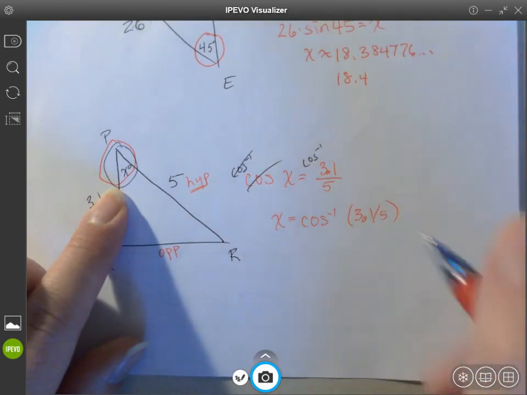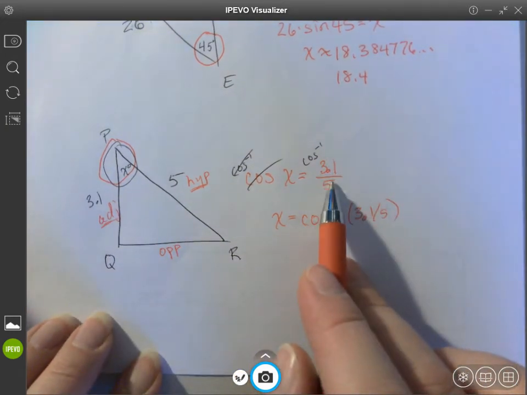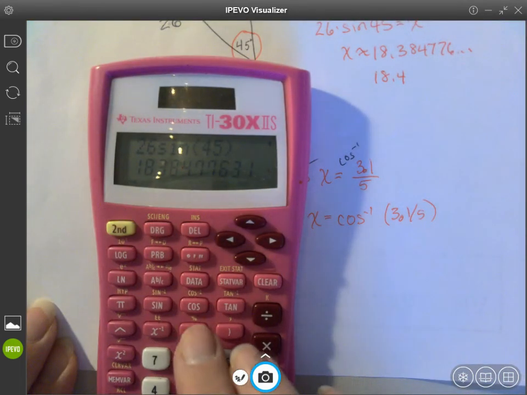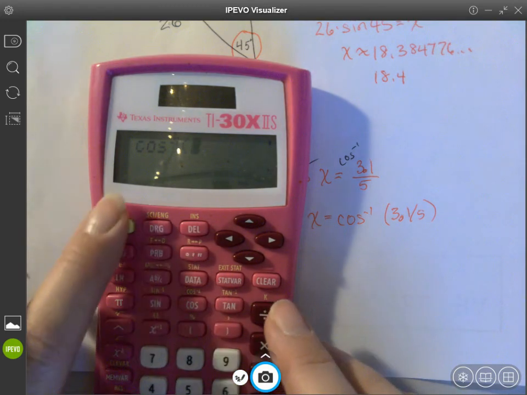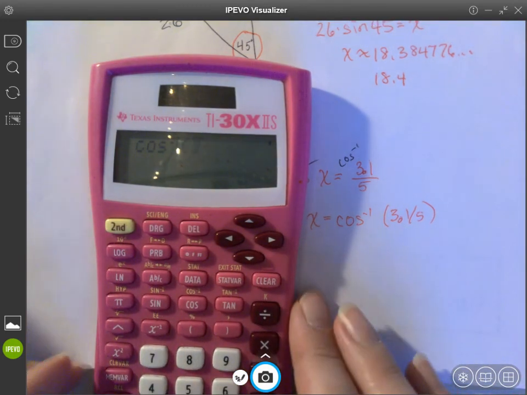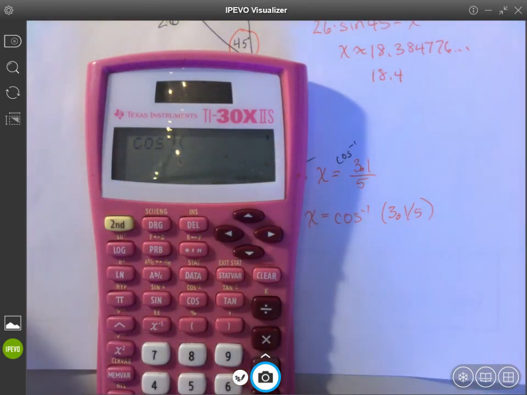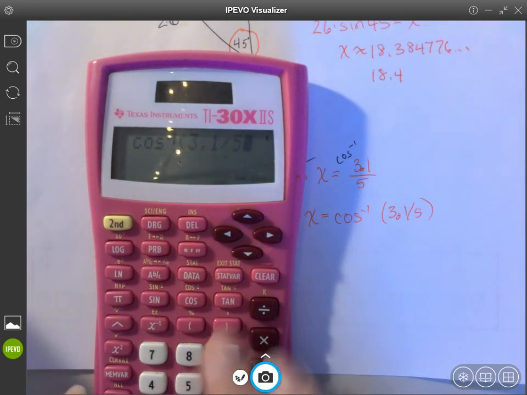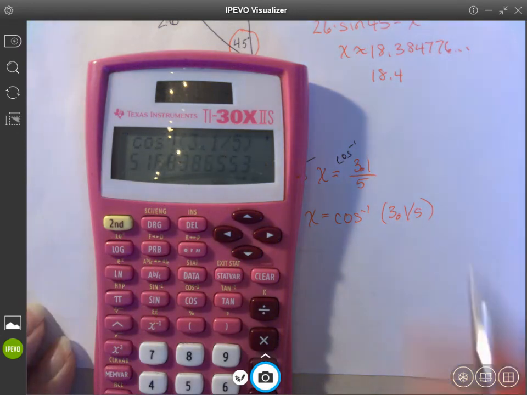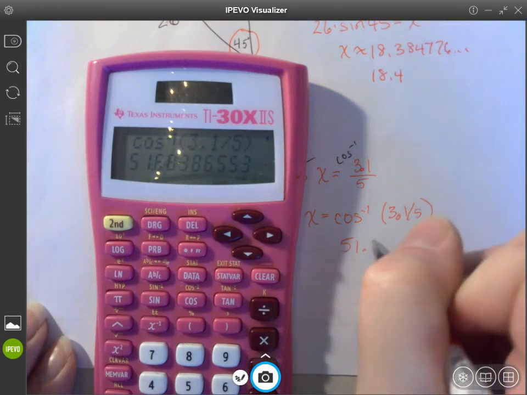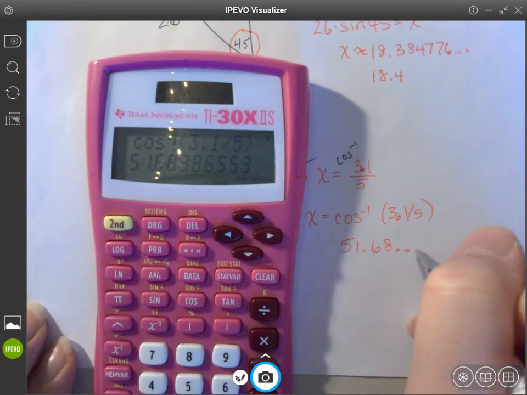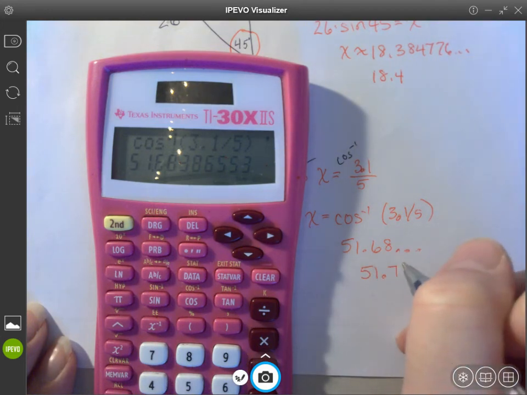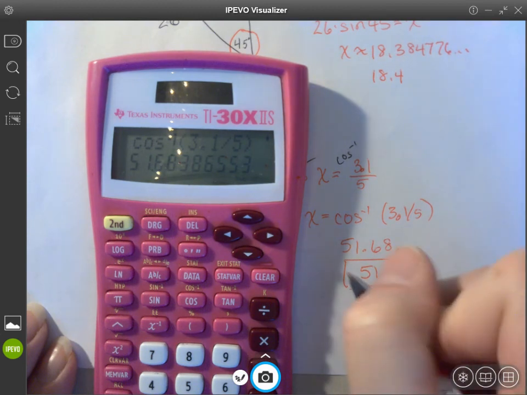So we did this the other day, but you didn't have to write your own ratio. We sort of just typed it in. So here we go. Second, and then cosine. Some of you have to hit second trig and then arrow over till you get that cosine negative 1. And then I just have to put in my fraction, 3.1 fraction or divided by 5. And we get 51.68. It said round to the nearest tenth, so 51.7, and it's in degrees.